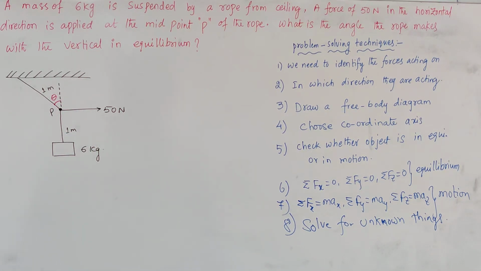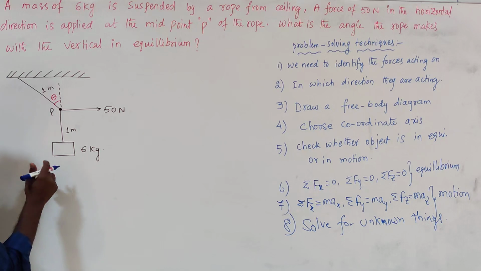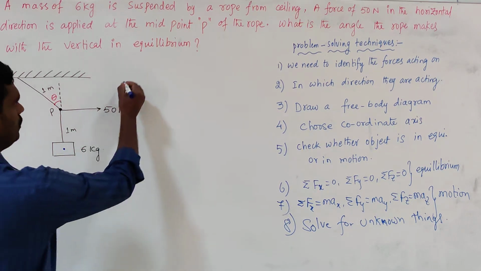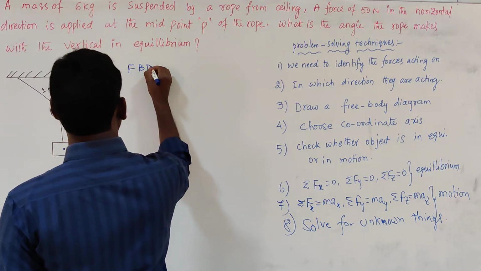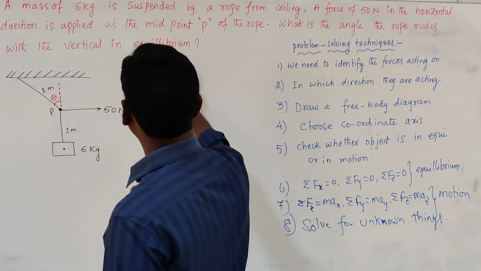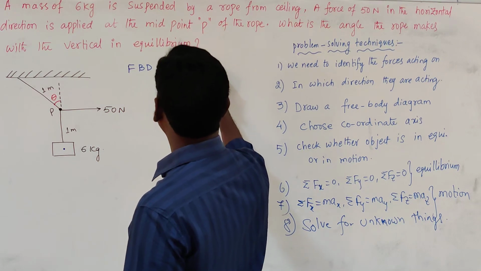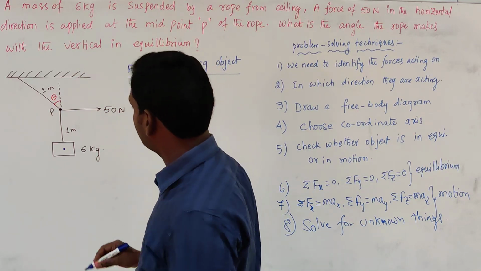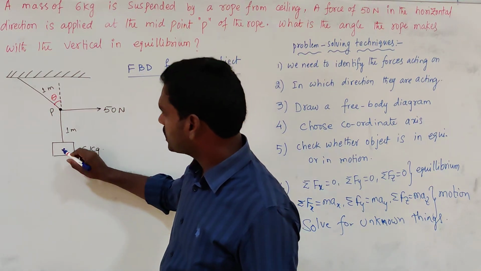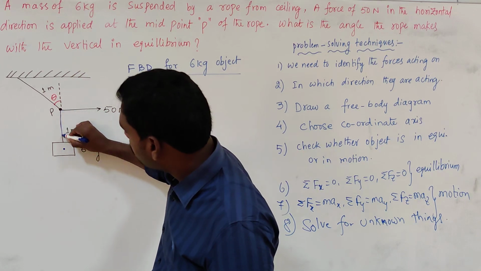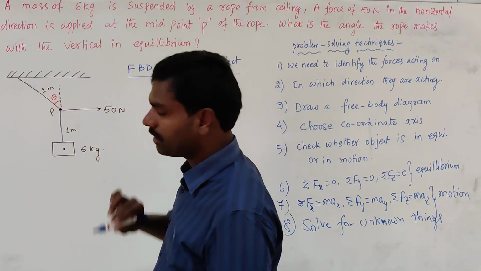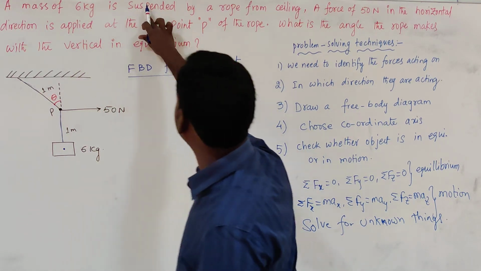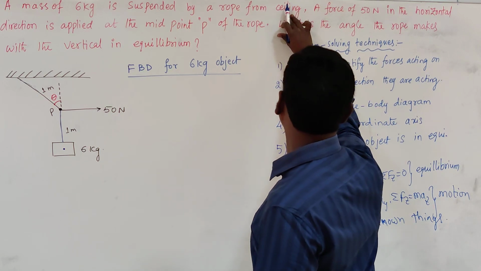Okay, first I need to draw a free body diagram. So I am drawing the free body diagram at this point, for the 6 kg object. So how many forces are acting on the 6 kg object? This is a rope and this is also a rope. Isn't it right? And a mass of 6 kg is suspended by a rope from the ceiling.